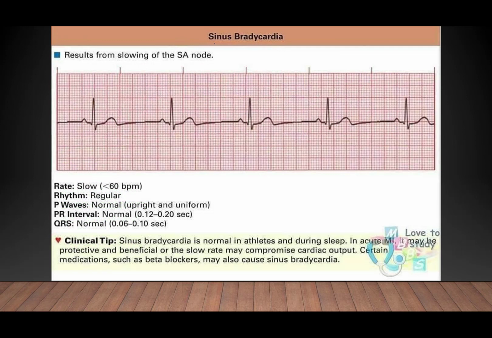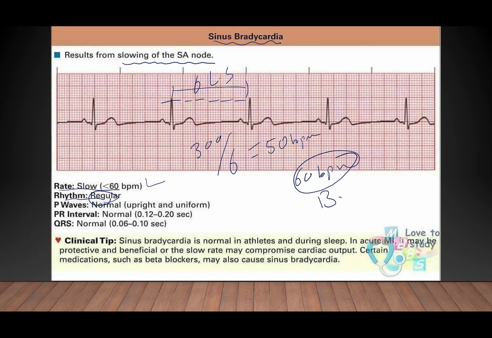Here we have sinus bradycardia. Sinus bradycardia results from slowing of the SA node. Here we have a slow rate. Because the rhythm is regular, we also divide 300 over the number of large squares. How many large squares do we have? It's about 6. So 300 over 6 is equal to 50 beats per minute, or we can say less than 60 beats per minute. So it's called bradycardia.